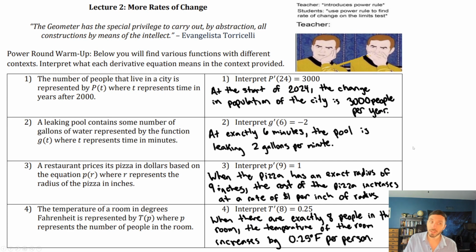Okay, so looking at 2 then, it says a leaking pool contains some number of gallons of water represented by a function g of t, where t represents time in minutes. So that g prime of 6 equaling -2, we would say something along the lines of, at exactly 6 minutes, the pool is leaking 2 gallons per minute. And I chose to use the word leaking. You could say it is filling up at -2 gallons per minute, which is much less natural, but technically is kind of true.